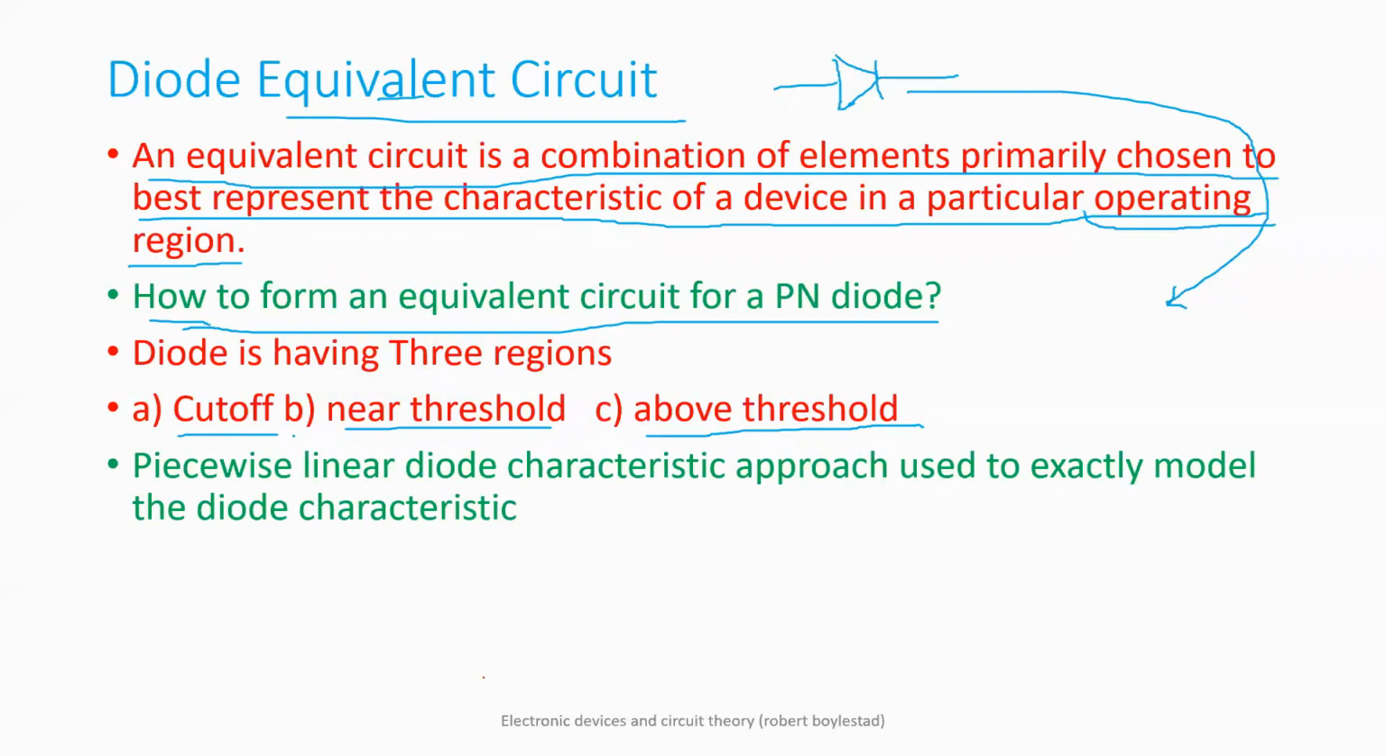Two approaches are there, and we are using this particular approach. This approach is piecewise linear diode characteristics. That means your diode has three different regions of operation, so we will model each region of operation differently. We are not using a generic model that is applicable to all. No, we are looking for piecewise linear diode characteristics, which means we are dividing the entire characteristics into small regions.